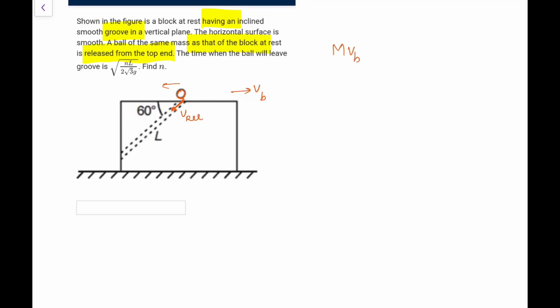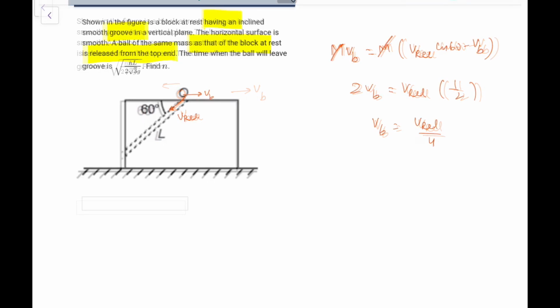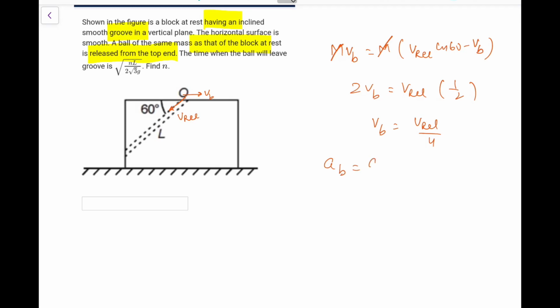So the block's momentum is m v_b, and it should be balanced by m times v relative cos 60, and this would be subtracted because it is forward minus v_b. So we have 2 v_b equal to v relative cos 60. Cos 60 comes out as 1 by 2. So v of block is v relative by 4, and here I can say the acceleration of the block will also be a relative by 4.